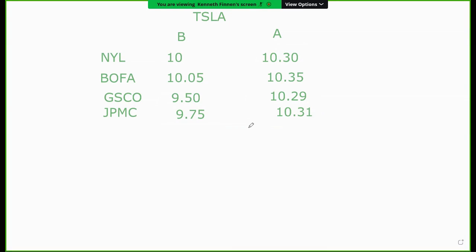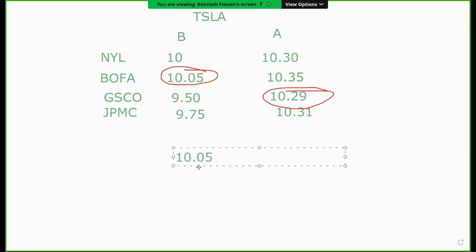So you have to find the highest price anyone's willing to buy, which seems to be this one. And then the lowest price anyone's willing to sell, which seems to be this one. So the inside market right now is 10.05 by 10.29. So the best bid is 10.05. And the best offer is 10.29.